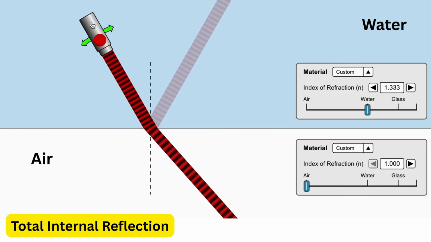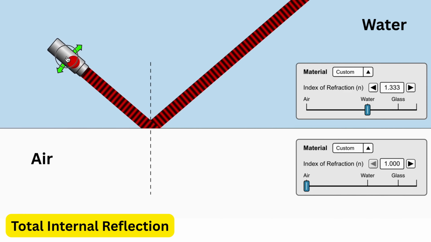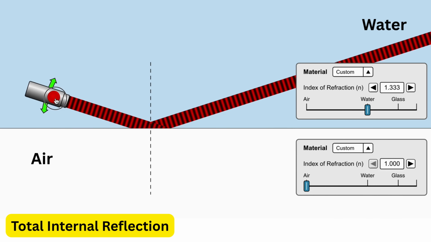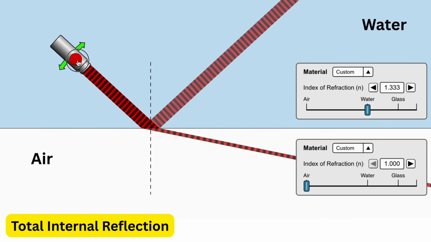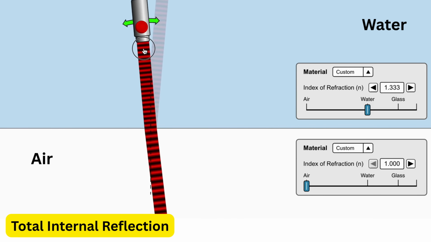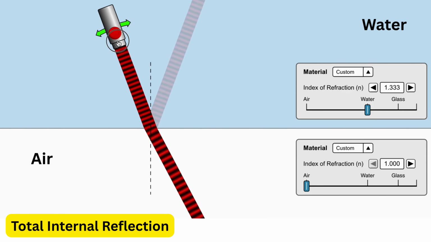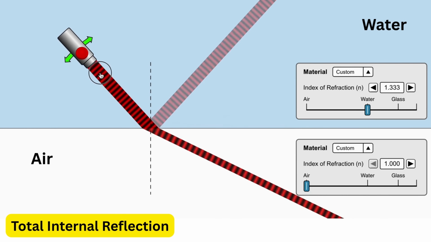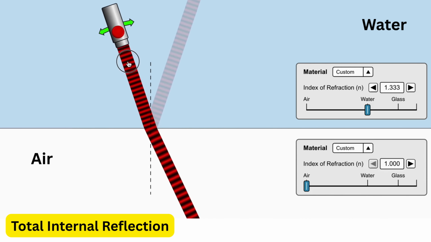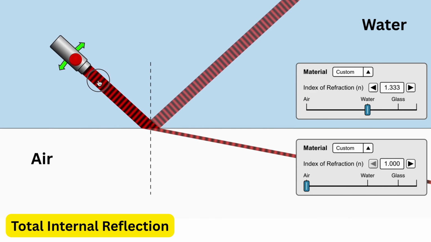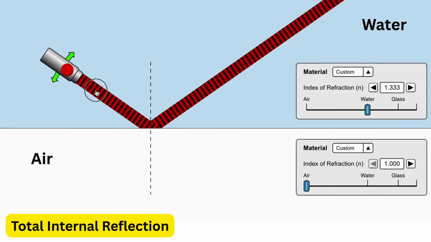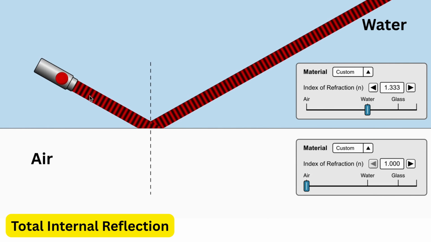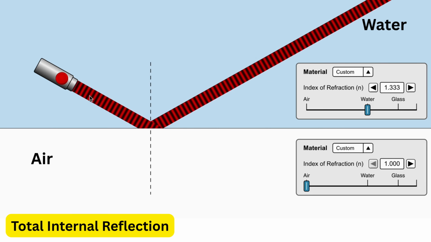Total internal reflection. Total internal reflection is a special behavior of waves that occurs when it tries to move from a denser medium to a rarer medium, like from water to air or from glass to air. Normally, when light crosses from one material to another, part of it bends or refracts, and part of it reflects. But if the light hits the boundary at a large enough angle, called the critical angle, then something interesting happens. Instead of passing through, all of it bounces back inside the denser medium. This complete reflection is known as total internal reflection.